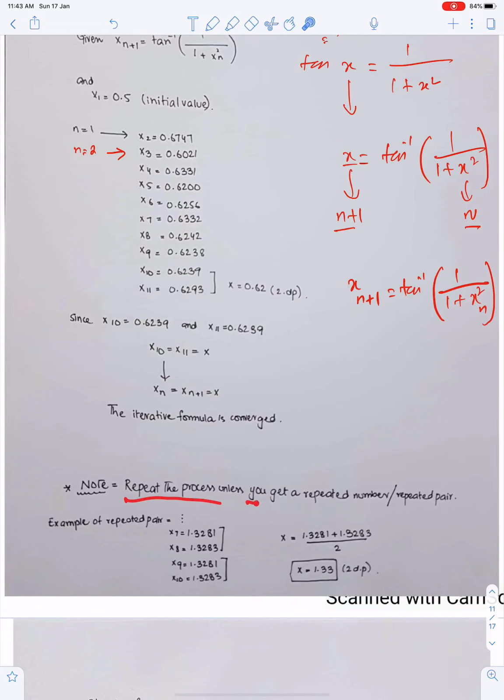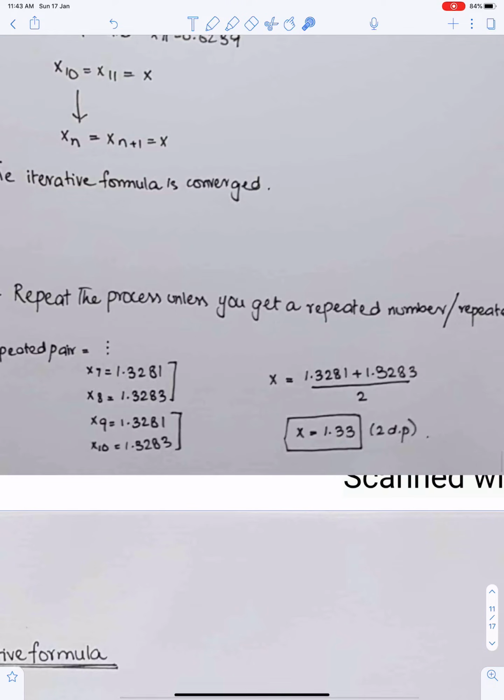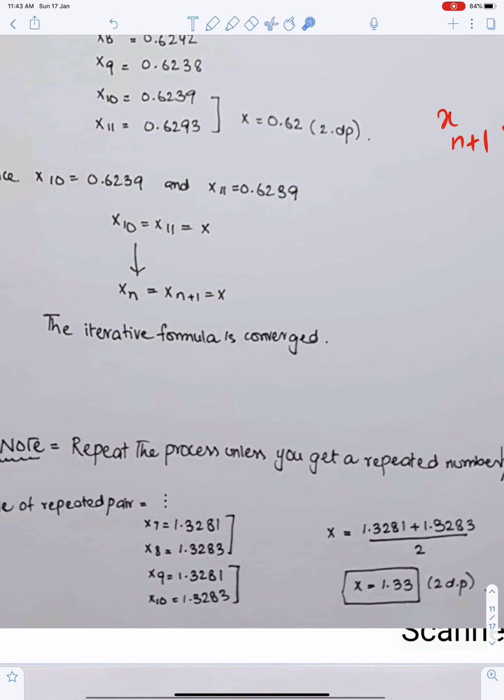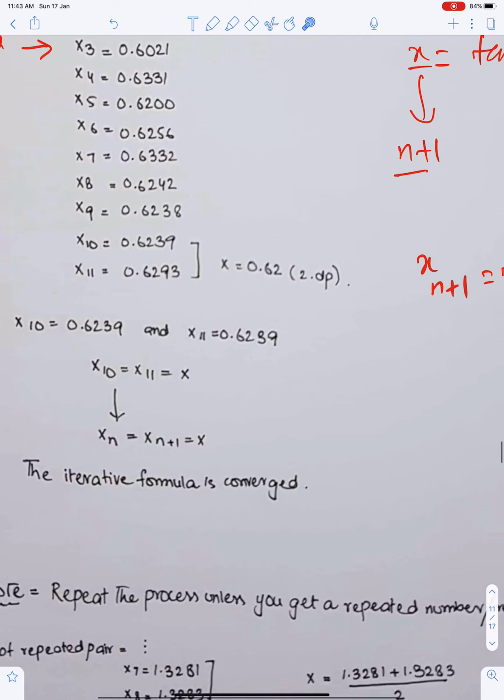Well, repeat the process unless you get a repeated number or a repeated pair. Repeated pair means this thing. Maybe you could get something like 1.3281, 1.3283, 1.3281, 1.3283. See, this pair is repeating. So either a number is repeating or a pair is repeating. If a pair is repeating, then take the average of that pair for the final answer. If a number is repeating, just take the number, any number, both are the same, up to the requirement. This is step number 3.